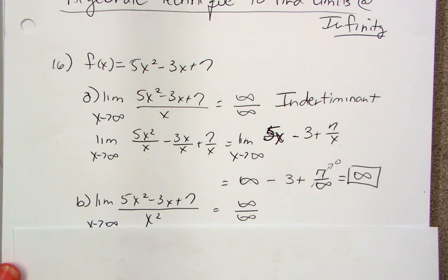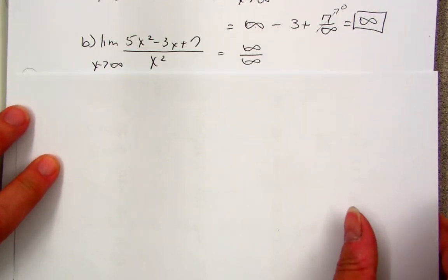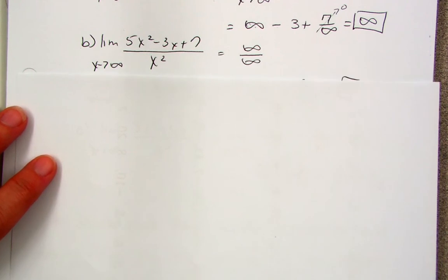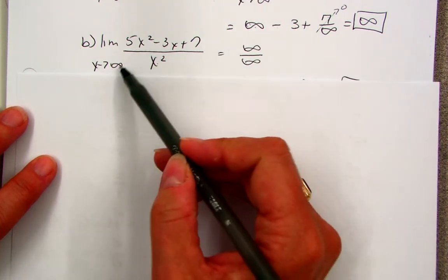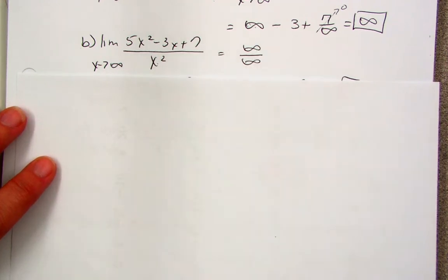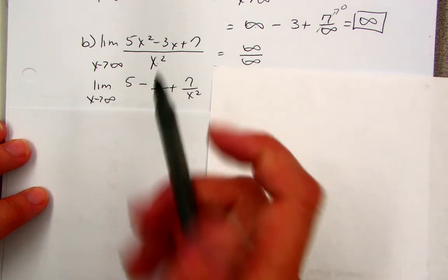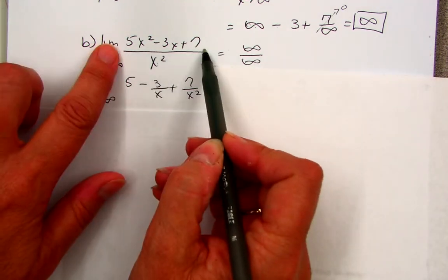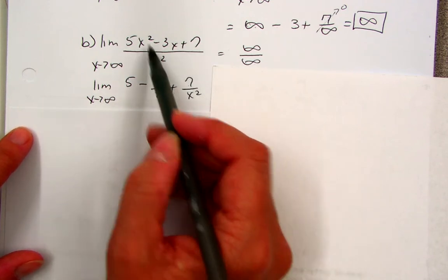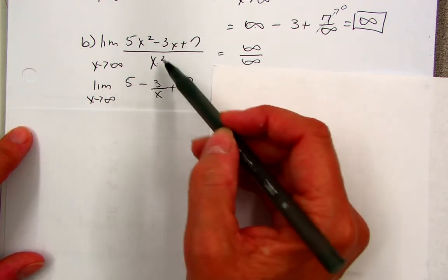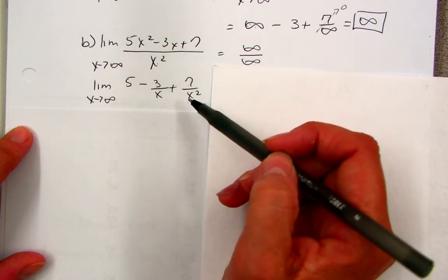Let's try part B. Part B has the function in the numerator divided by x squared. Again, I'm going to double check that it's an indeterminate. Infinity squared is infinity. Put infinity for everything, that's still infinity. So I must go ahead and redo this. How I'm going to do that is I'm going to divide by x squared, breaking one fraction up into 3, giving each one its own denominator. So in doing that, it's just 5 minus 3 over x plus 7 over x squared.